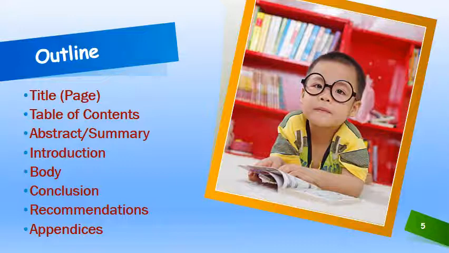The second necessary element of a formal report is the table of contents. We need to enlist the basic headings, the major headings of this report that we are going to discuss in the next coming pages. The third element is the abstract or the summary.